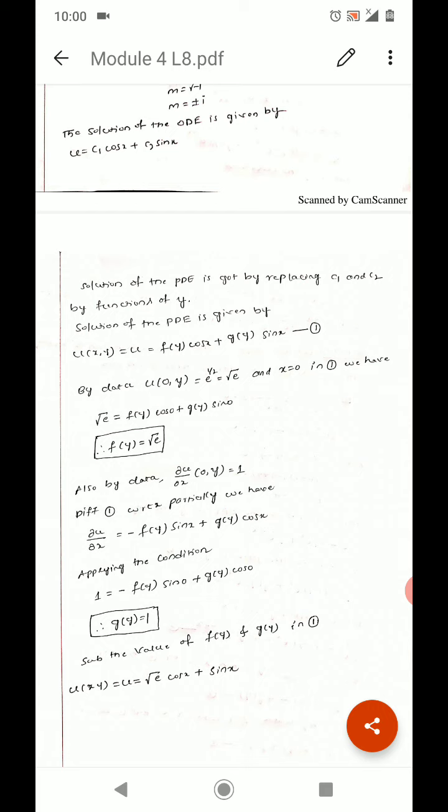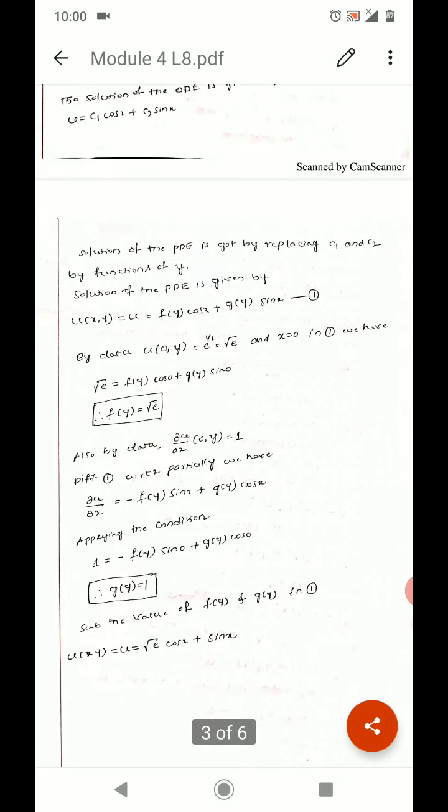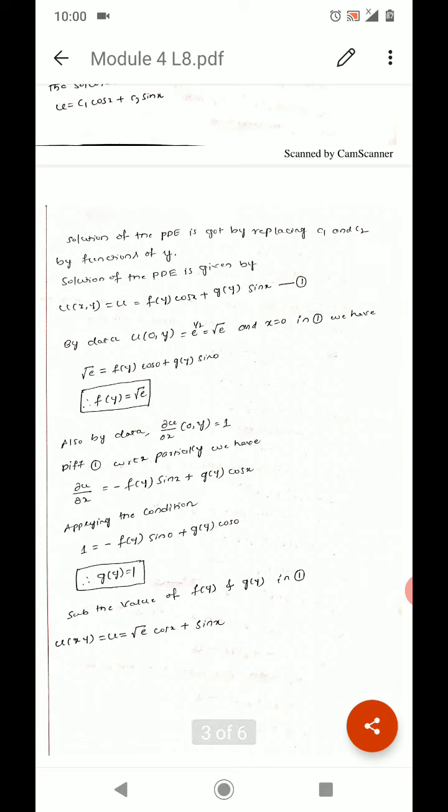Now use the given data. By data we have u of 0 comma y is equal to e power 1 by 2, which can be written as root e. So when x equal to 0, we have u is equal to root e. So equation 1 becomes root e is equal to f of y into cos 0 plus g of y into sin 0. That becomes f of y is equal to root e.